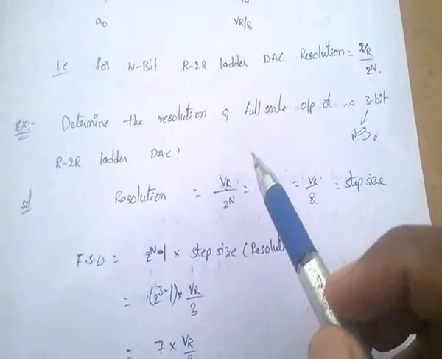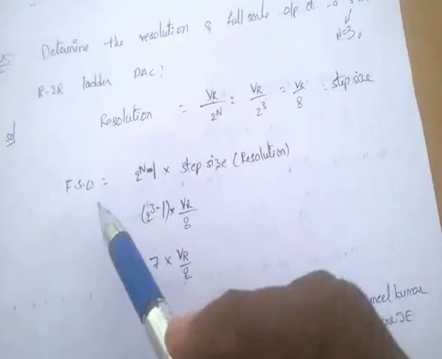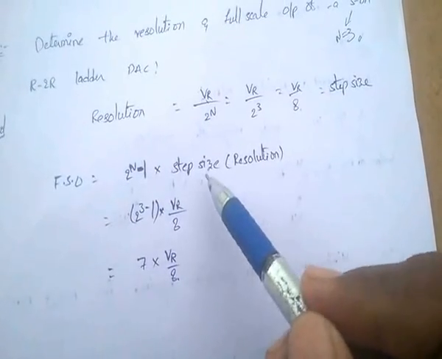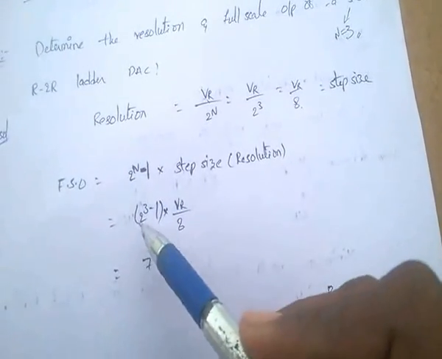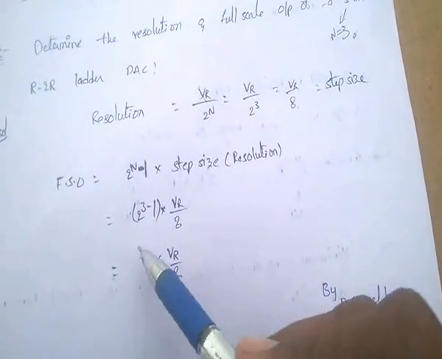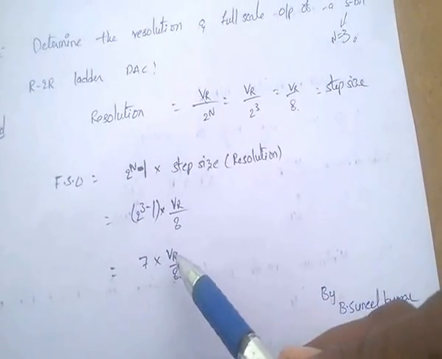And we have to find the full scale output. We know that full scale output equals 2 power n minus 1 into step size, and step size is nothing but resolution. That is 2 power 3 minus 1 into VR by 8. 2 power 3 means 8, 8 minus 1 is 7. So 7 into VR by 8.